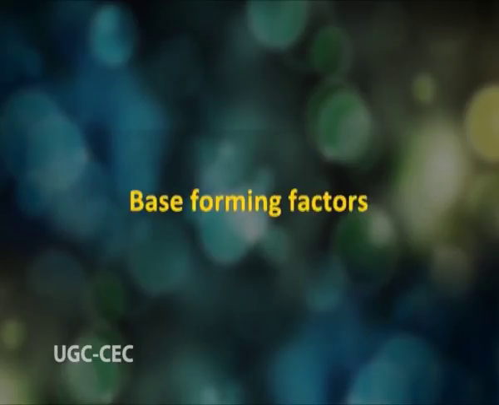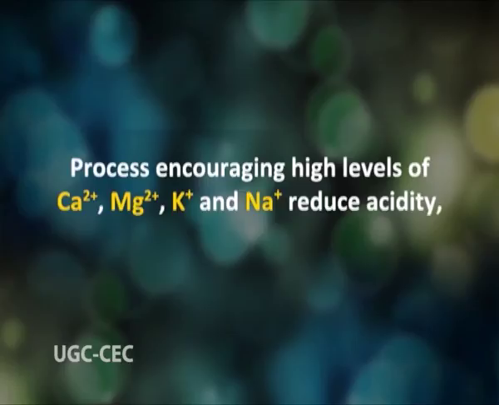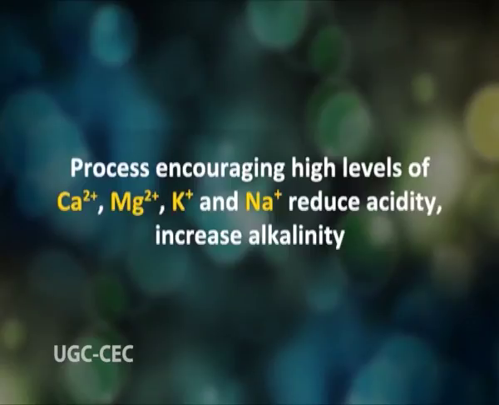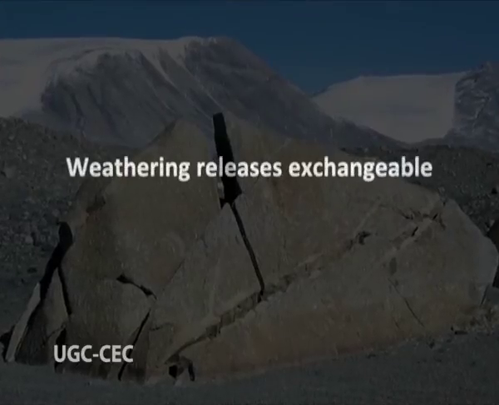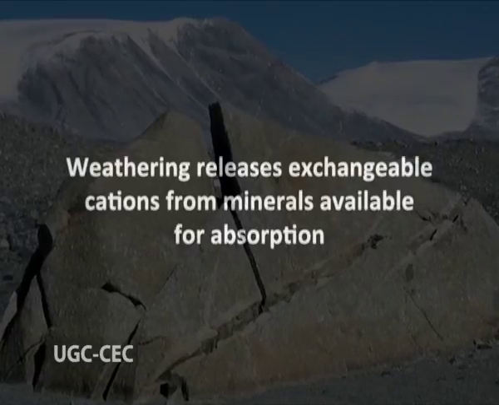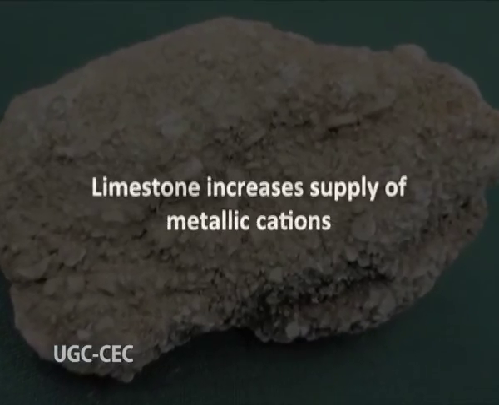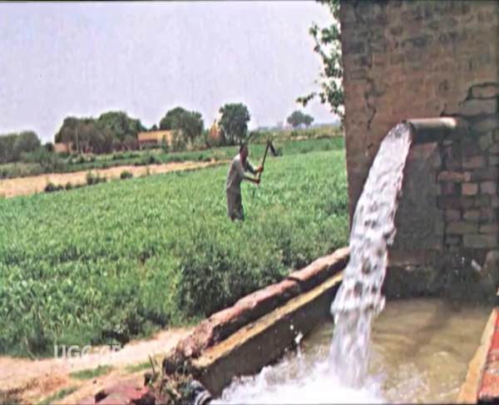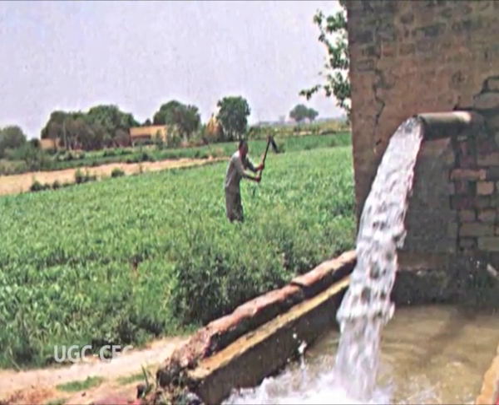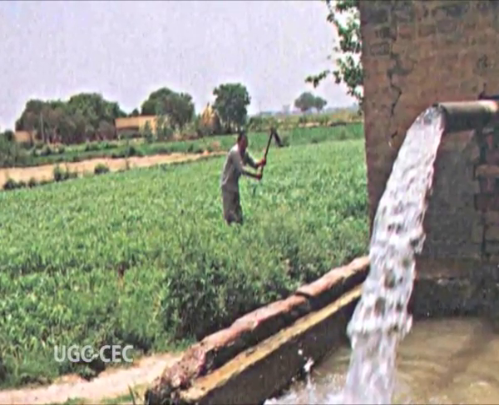Now, the base forming factors. Any process that will encourage high levels of exchangeable bases such as calcium, magnesium, potassium and sodium will contribute towards a reduction in acidity and an increase in alkalinity. Weathering process is of great significance, which releases exchangeable cations from minerals and make them available for absorption. Addition of limestone augments the supply of metallic cations. Irrigation water also frequently contain various kinds of salts whose cations are absorbed by soil colloids, thus increasing soil alkalinity.